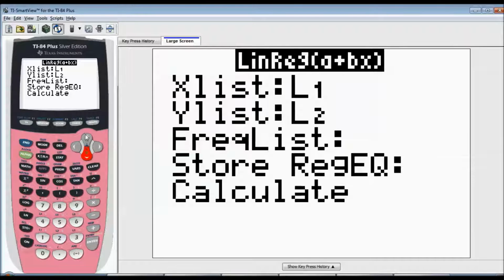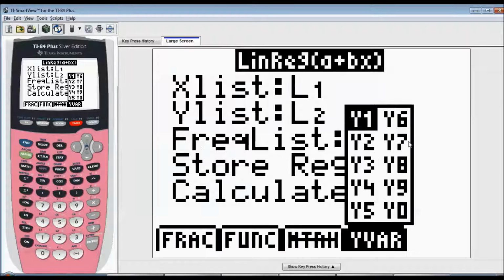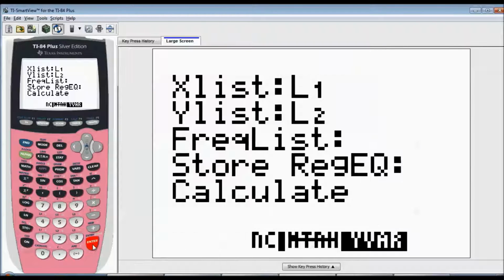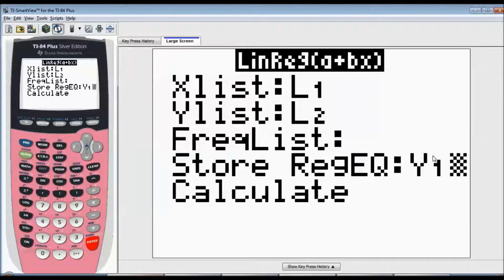since we're here anyway. It's under F4, which you can see is this trace button here. So I'm going to go alpha to get the green buttons and F4, and I'm going to choose Y1. So this means it's going to calculate line of best fit from L1 and L2 and store the answer in Y1.